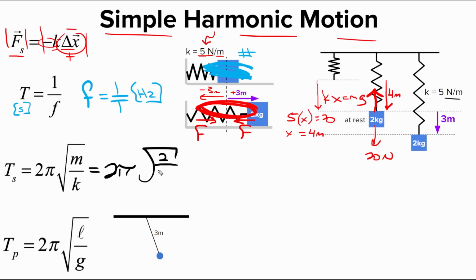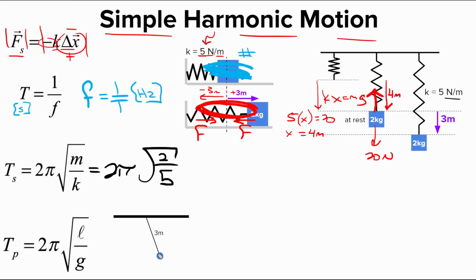And if I increase the k value, I get less period. That means there's more force. More force means it's going to be moving faster. So it doesn't take as long to go through a full period. So that kind of makes sense. So I'd get 2 pi root 2 over 5 would be the time it takes to go through a full cycle. And if I took 1 over that, I'd get the frequency if I wanted it.